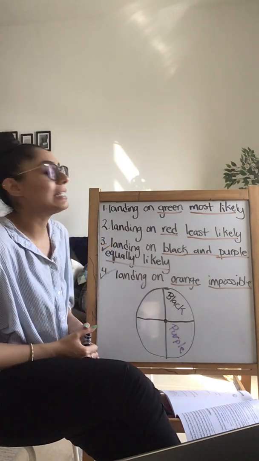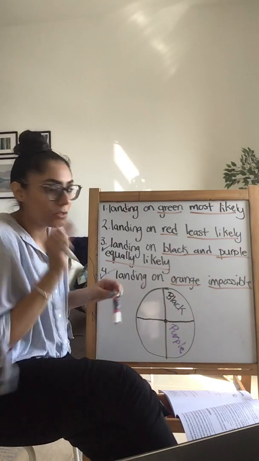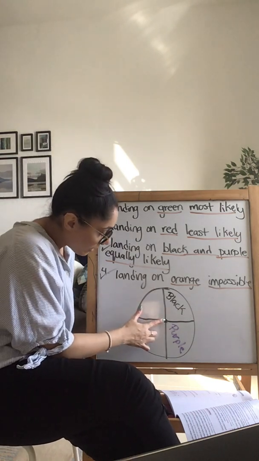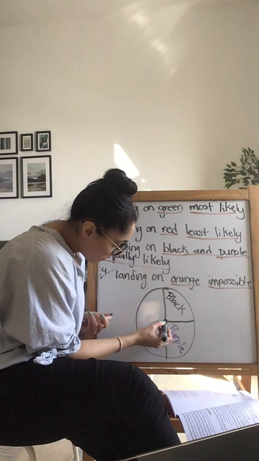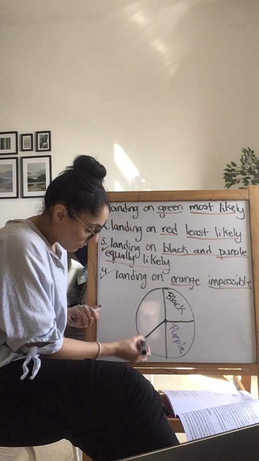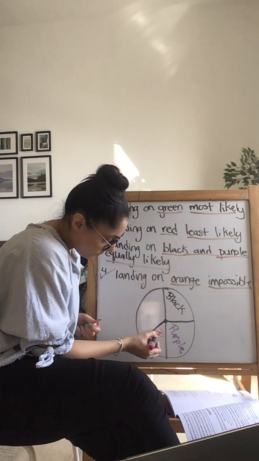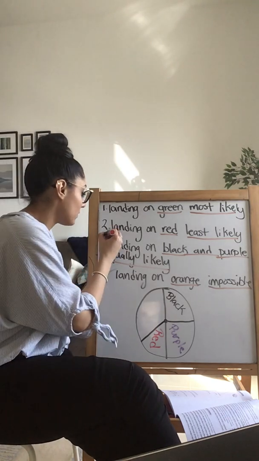Landing on red is least likely. So the chance of me landing on red has to be the smallest section. So right now, these are equal. So obviously I know I need to make this 1 section really small, right? So maybe I'll make it like this. And that can be red. Okay, let's keep going. Hopefully it matches the rest of them.